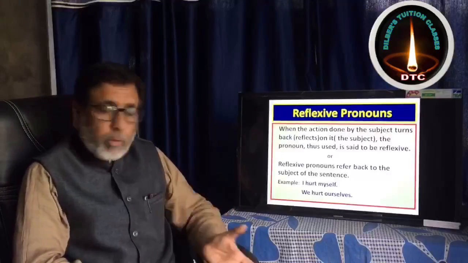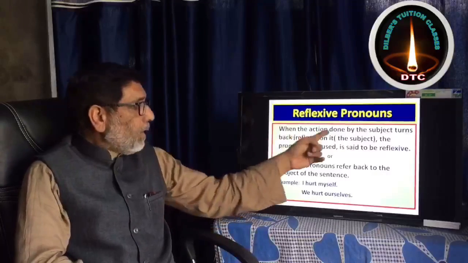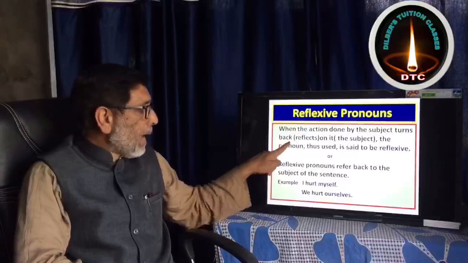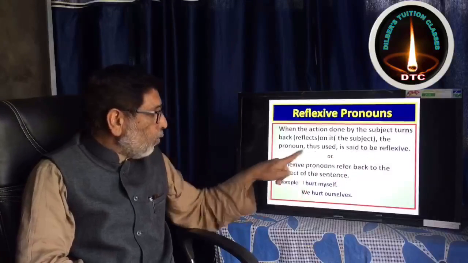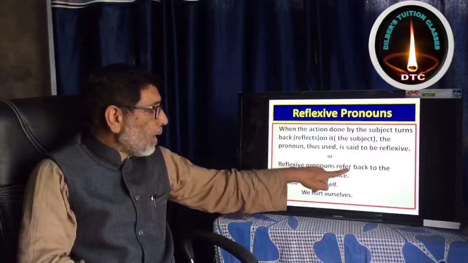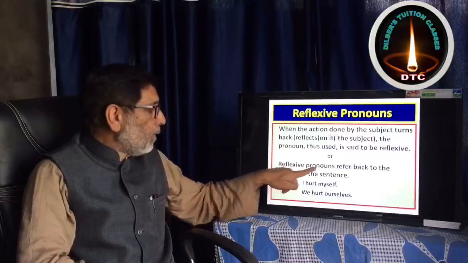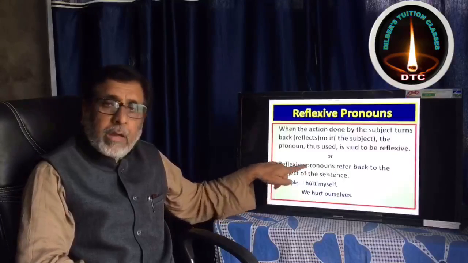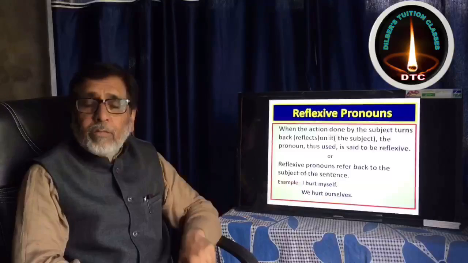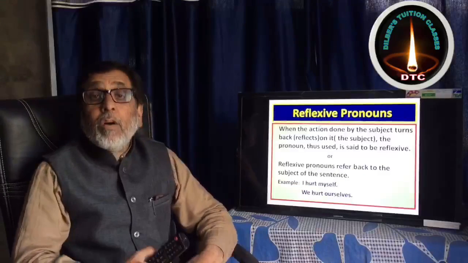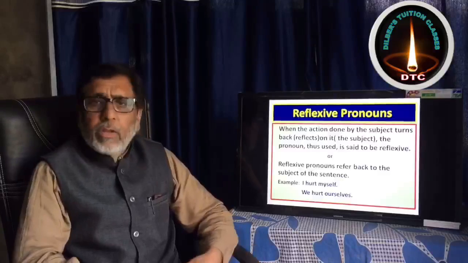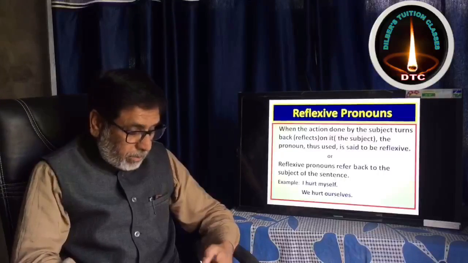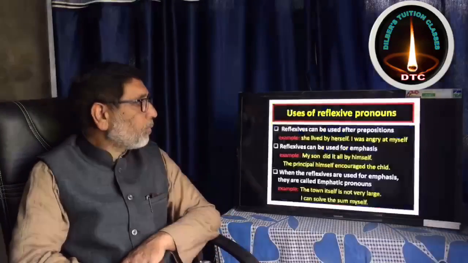So a reflexive pronoun is when the action done by the subject turns back on it. The pronoun thus used is said to be reflexive. Or reflexive pronouns refer back to the subject of the sentence. Examples are I hurt myself, we hurt ourselves, and many more examples. He was talking to himself, she was looking at herself. So these are the reflexive pronouns.